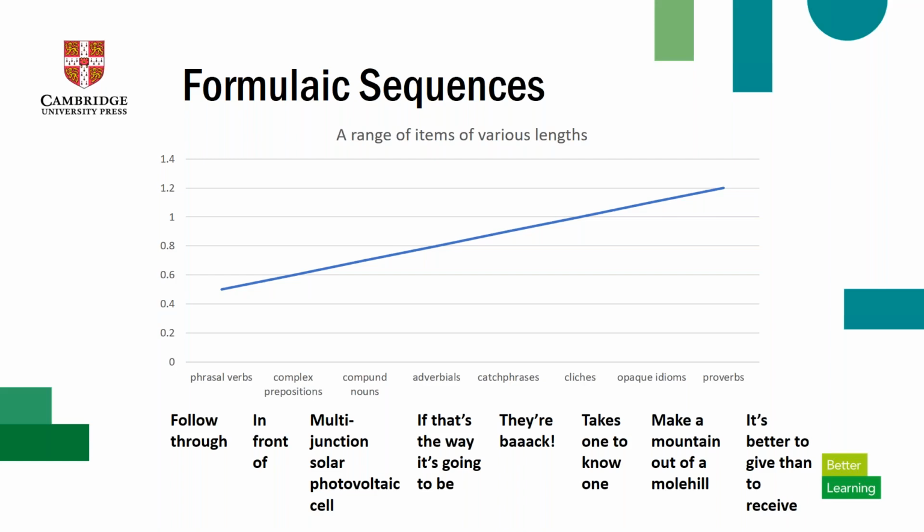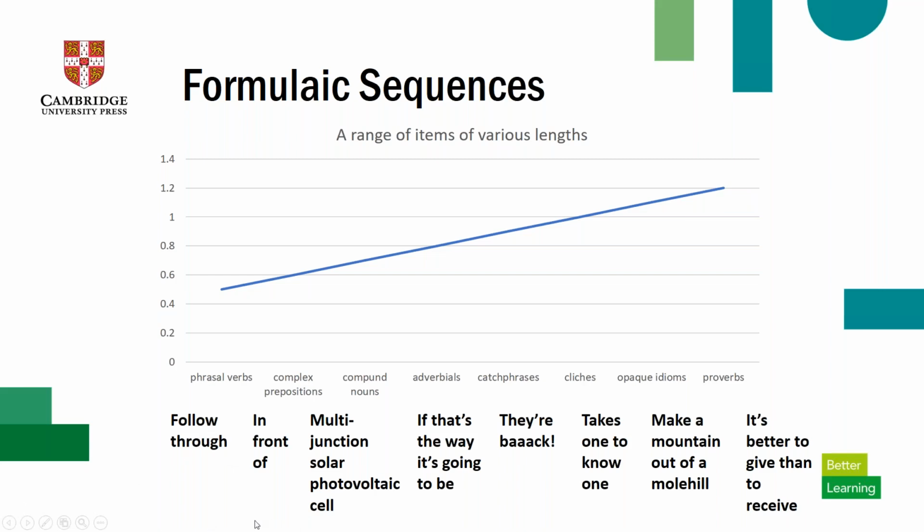On to cliches like "it takes one to know one," or opaque idioms. Like, this is what people usually mean when they say an idiom, although there are a lot of reasons not to define this alone as an idiom, but like make a mountain out of a molehill. And then it goes all the way on to sentential proverbs, like it's better to give than to receive. All of these things are formulaic sequences. They are all whole things. You remember them as whole things, not as various individual vocabulary items thrown together.